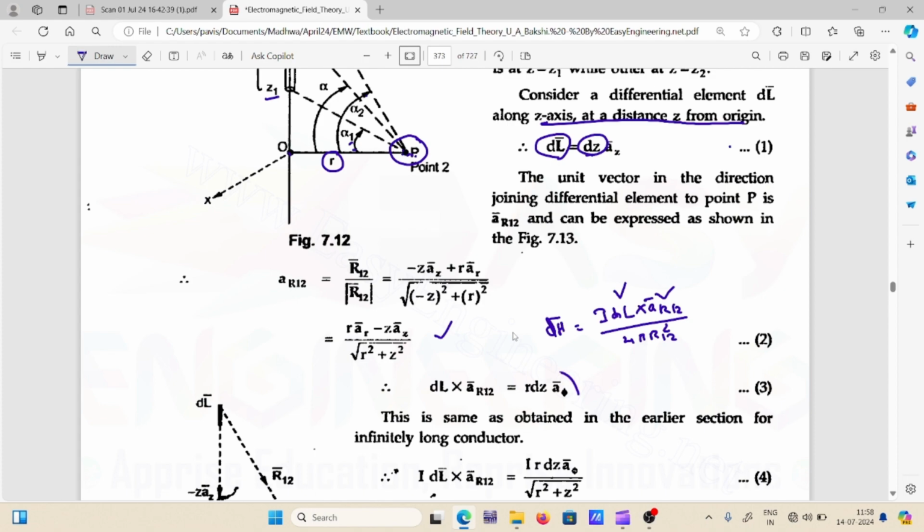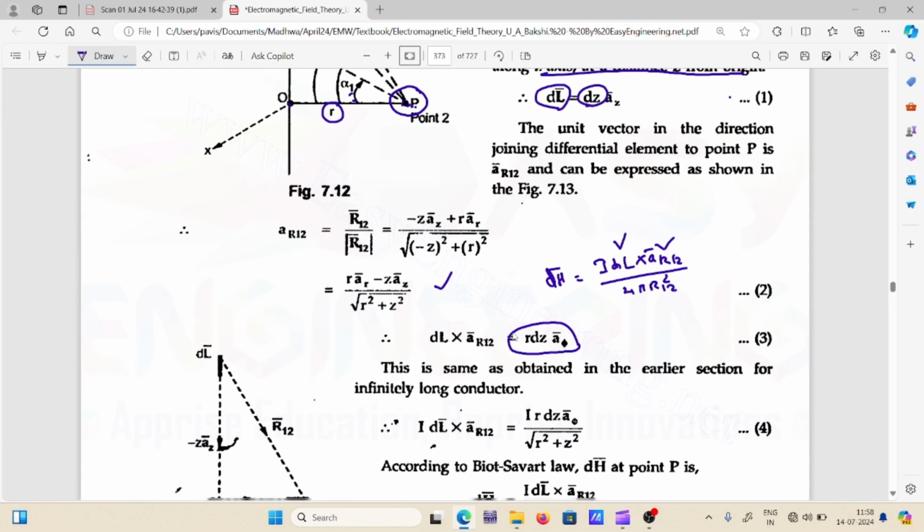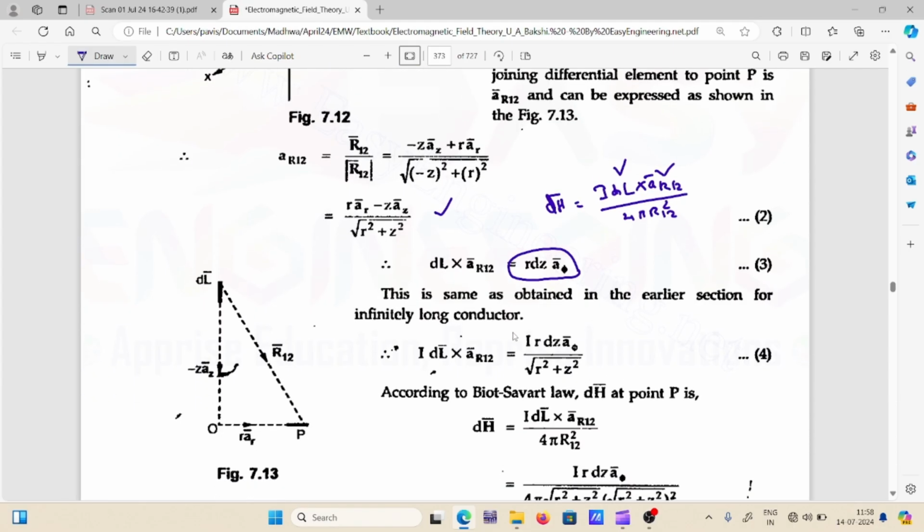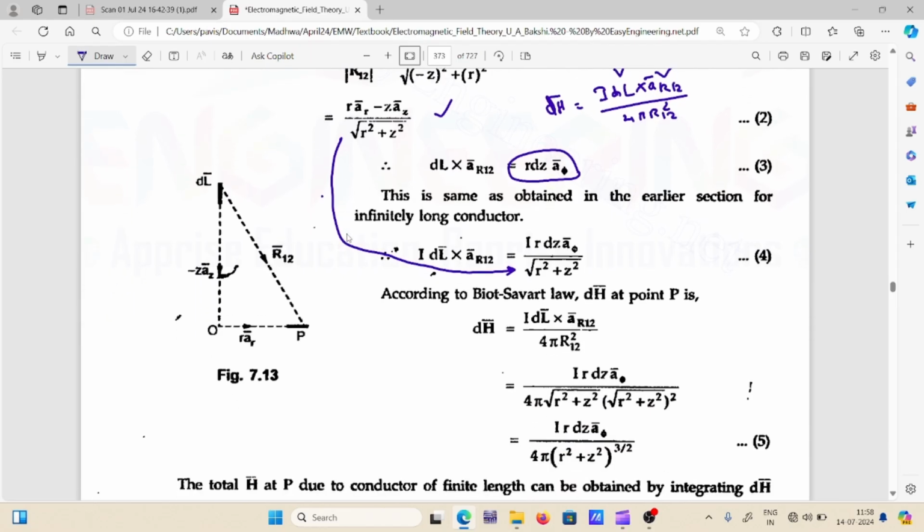The same as in the previous derivation, so we write it directly as r dz a-phi. Now after finding dl cross aR12, we multiply by the current I and get I r dz a-phi divided by the square root of r squared plus z squared. The square root of r squared plus z squared comes from this unit vector; we neglected that denominator for the time being. Now we substitute all those terms in the dH vector, which is I dl aR12 divided by 4 pi R12 squared, and we get the equation.